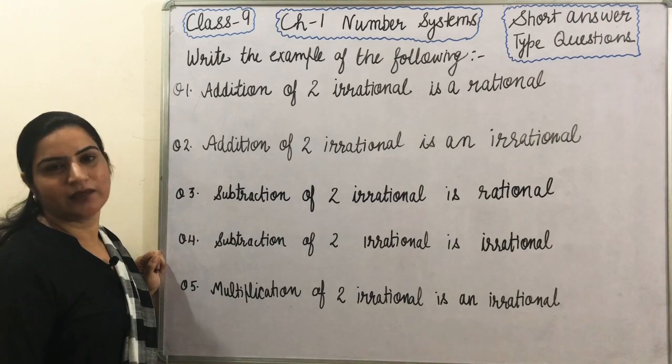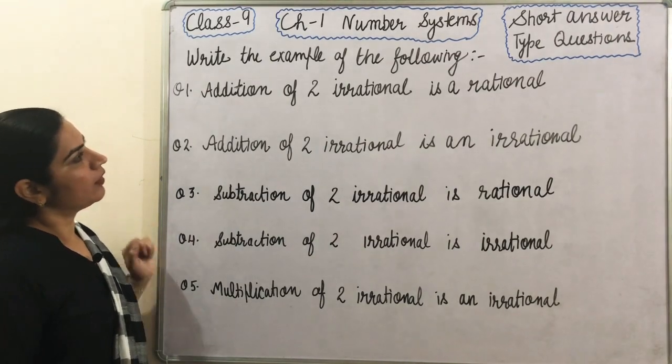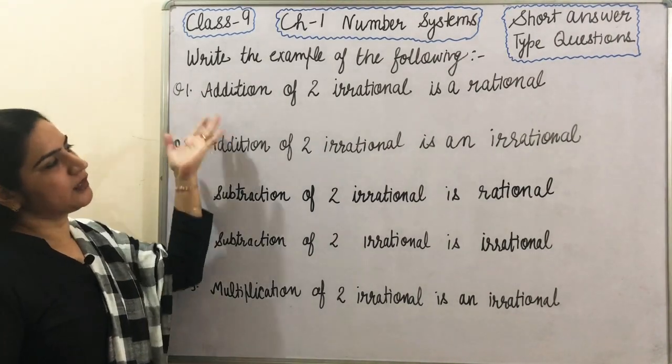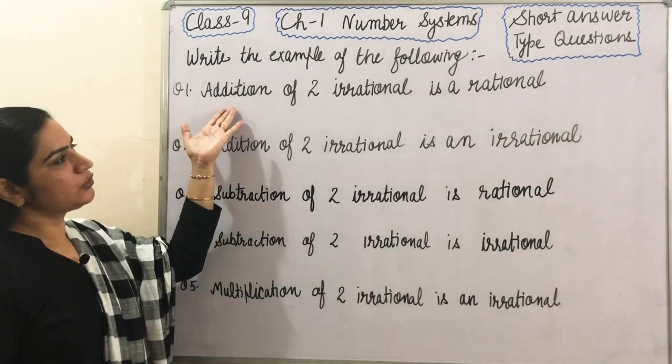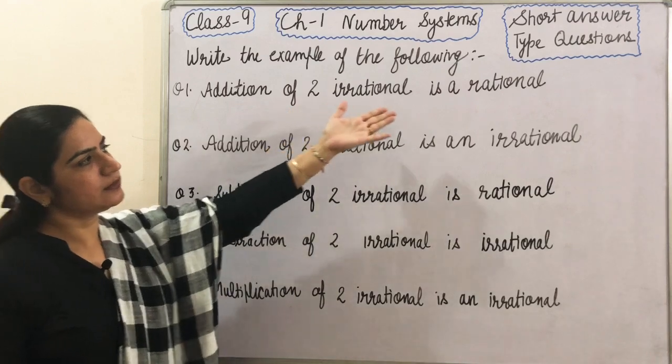Extra question, short answer type questions we will do today. The examples I am taking are based on the properties, okay. Here the first question is: addition of two irrationals is a rational number.